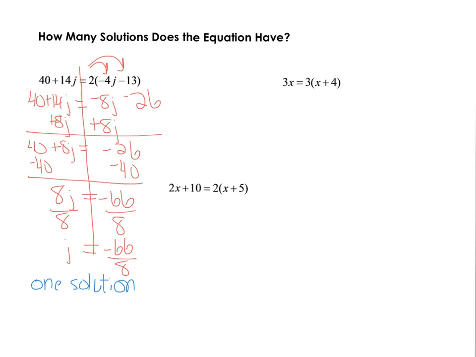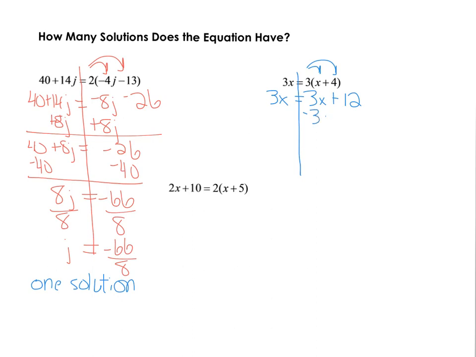Okay, so let's look at the next one. 3x equals 3 times the quantity x plus 4. I'm going to draw my line down the equal sign. There's nothing to do on the left, so I'm just going to copy 3x. I'm going to distribute over here, and I get 3x plus 12. So I look at my variable. They're on both sides of the equal sign, and I see that they're equal. 3x equals 3x. So I already know that this is a little weird.